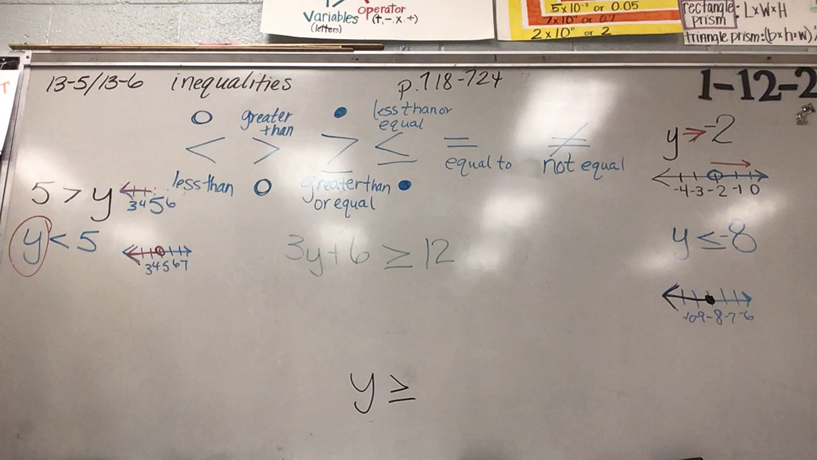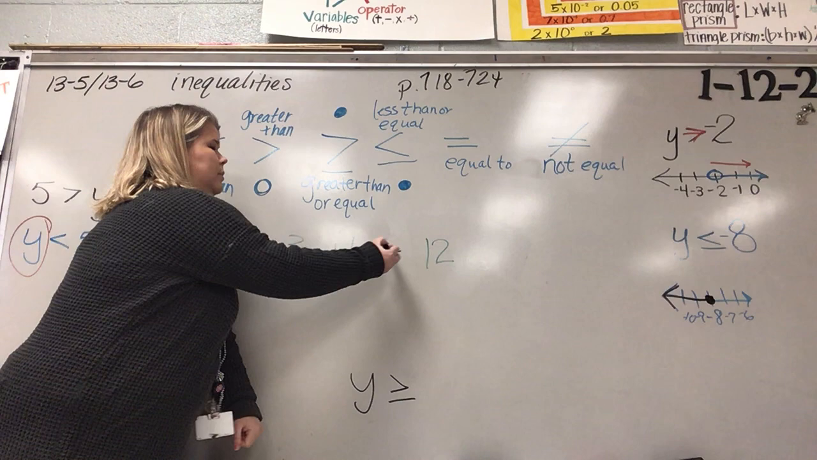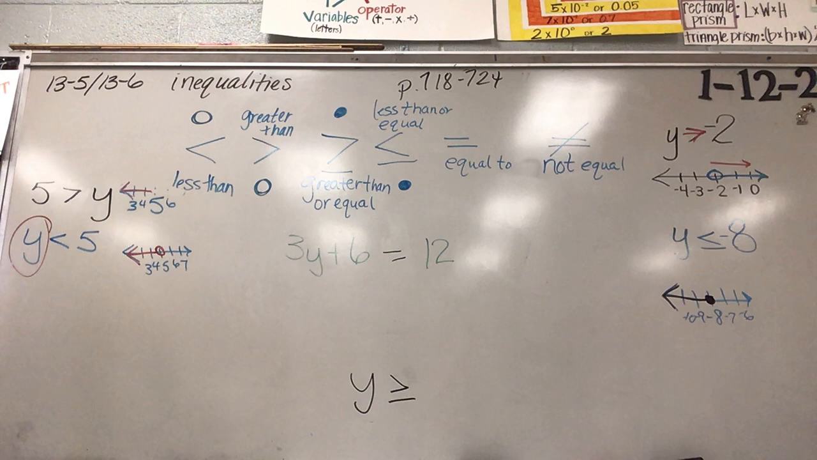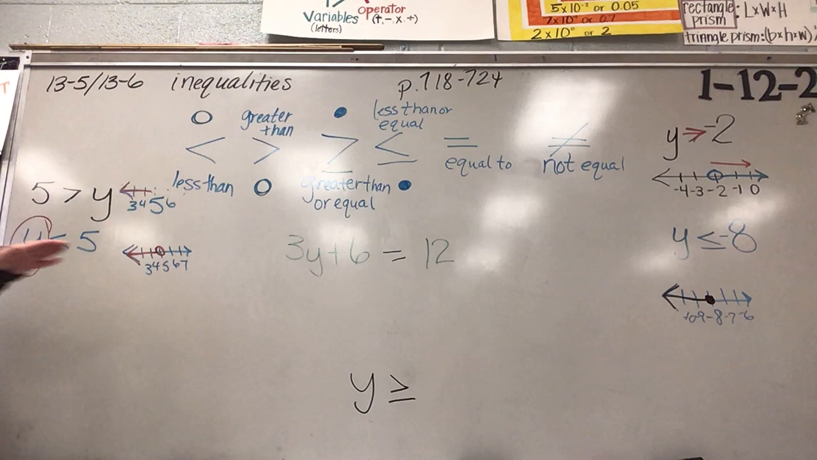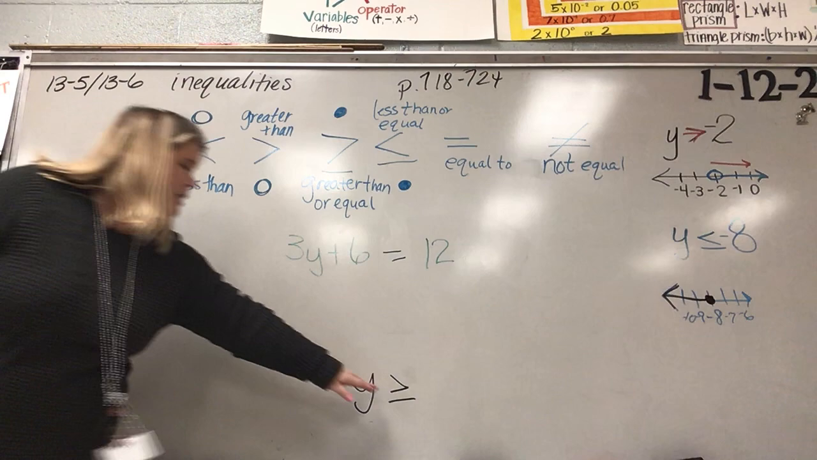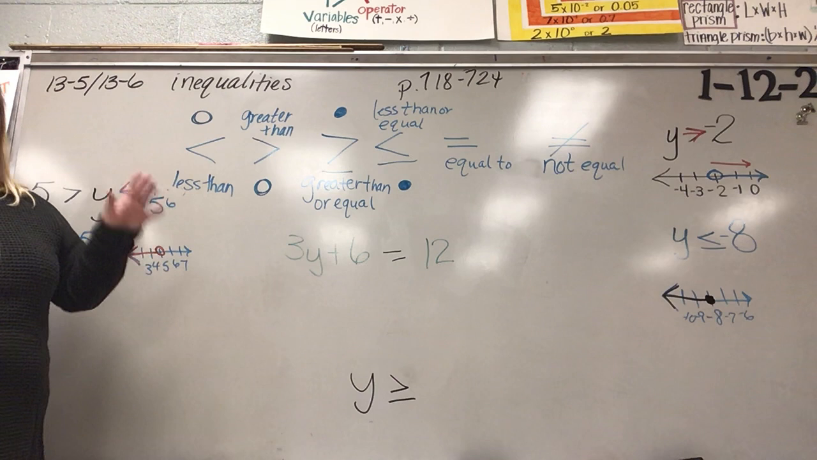So now, watch me. All I'm going to do is, yes, it is a greater than or equal to sign. And at the end, it's got to be a greater than or equal to sign. It means that y is going to be 2. But I am going to solve this just like it was an equation we did last night. Just solving it like a normal old equation, not letting that little old sign throw me off. So, what is the first thing I have to do here?